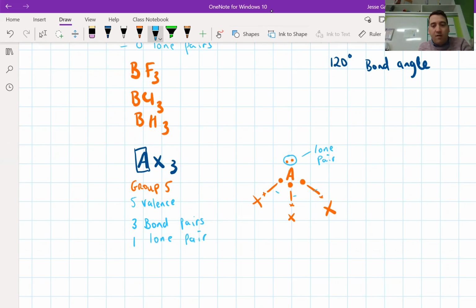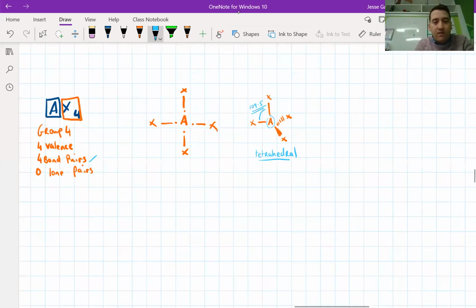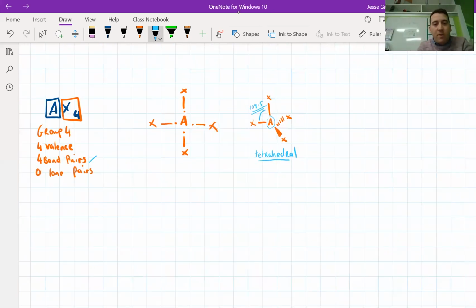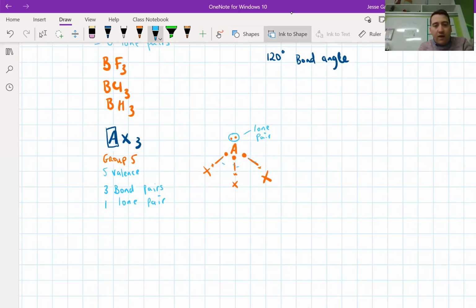Well, this is kind of like a tetrahedral. It's got 4 pairs of electrons around it, just like the tetrahedral had. Notice the tetrahedral had 4 pairs of electrons, but they were all bond pairs. So here are the 4 pairs, 1, 2, 3, 4, but they're all bond pairs. This one has 1, 2, 3, and 4, but this time we've got 3 bond pairs, 1 lone pair. And that does make a difference to the bond angle and to the shape.